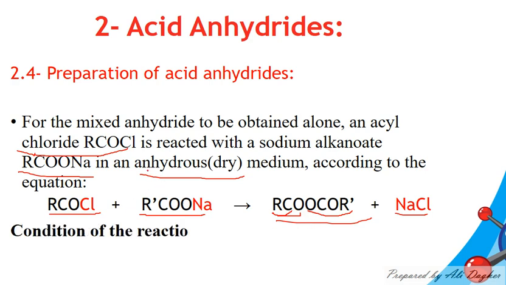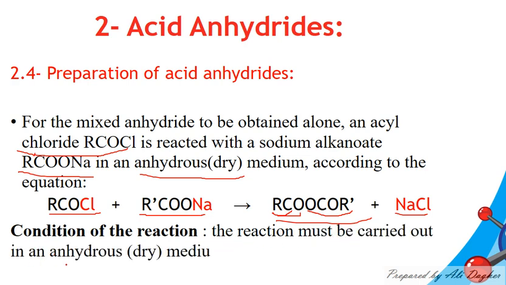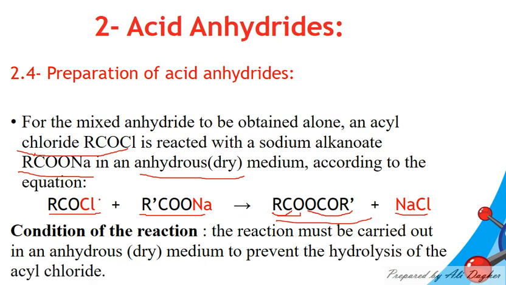But the condition of this reaction is that it must be carried out in anhydrous, dry medium. Why? To prevent the hydrolysis of acyl chloride into carboxylic acid. In presence of water, acyl chloride undergoes hydrolysis. It is transformed into carboxylic acid. Then carboxylic acid with alkanoate, no reaction. Then no synthesis of acid anhydride. So the medium should be dry or anhydrous to prevent the hydrolysis of acyl chloride.